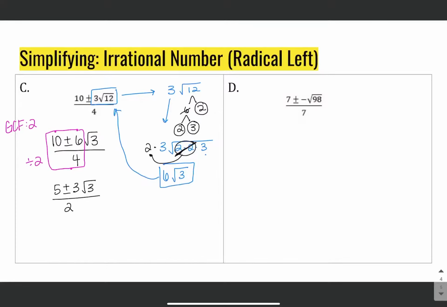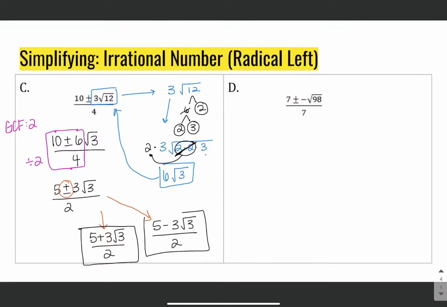All right, and now I just need to split into my two answers. So again, with that positive and negative, we're going to split. So we've got 5 plus 3 radical 3 divided by 2. And then we also have 5 minus 3 radical 3 divided by 2. And those are my two answers.